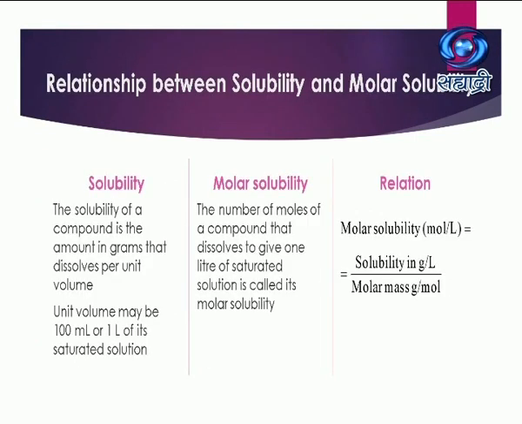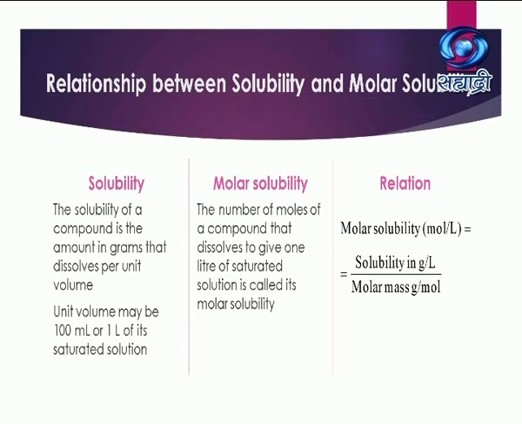Now let's find out what is solubility and molar solubility. So solubility of a compound is the amount in grams that dissolves per unit volume. Unit volume can be 100 milliliters or 1 liter. Remember, 1 liter is 1000 ml. So you can take either 100 ml or 1000 ml of its saturated solution. So how much amount in grams is dissolved per unit volume, that is per 100 ml or per 1000 ml, is called simply solubility.